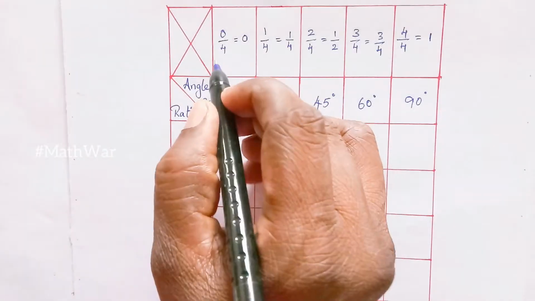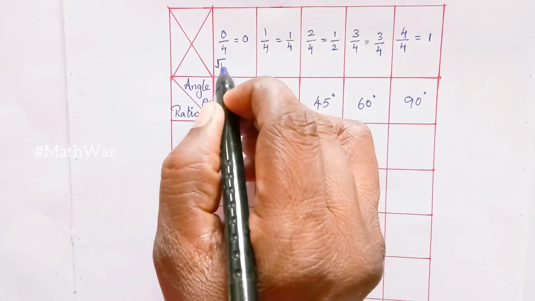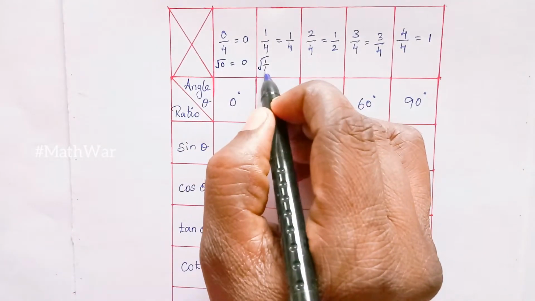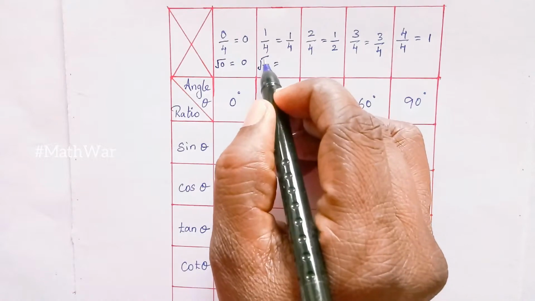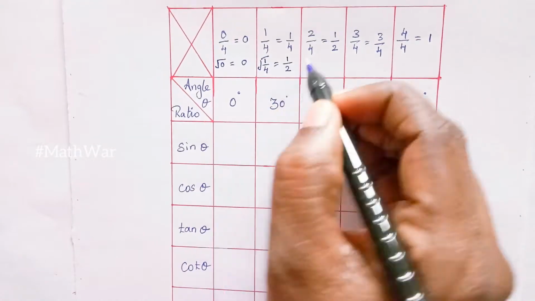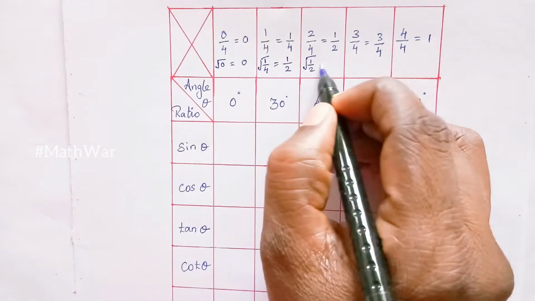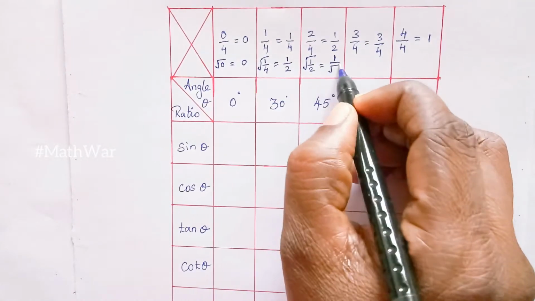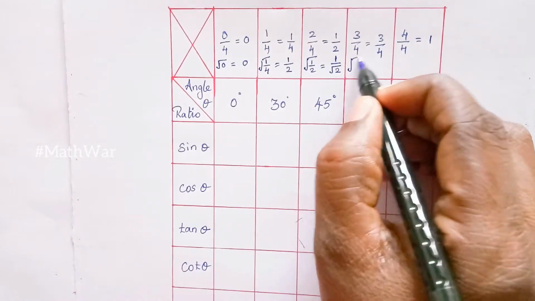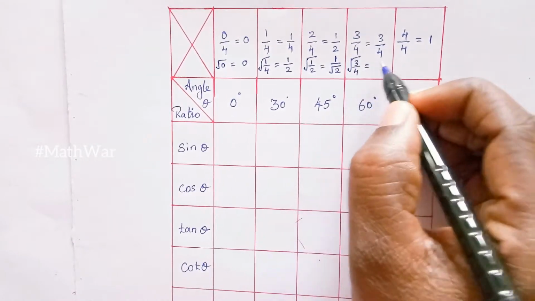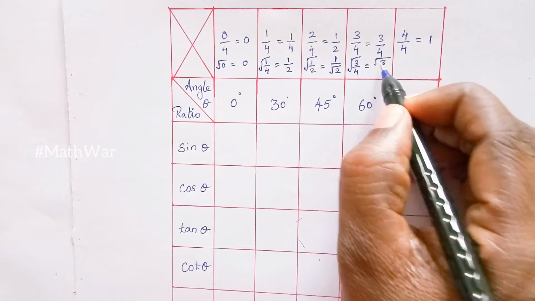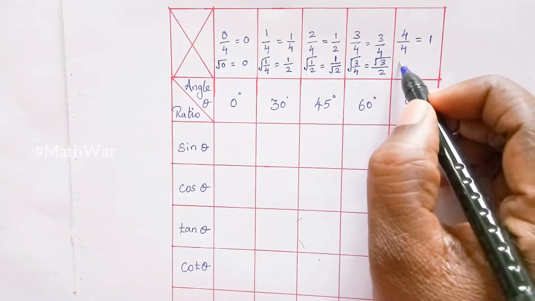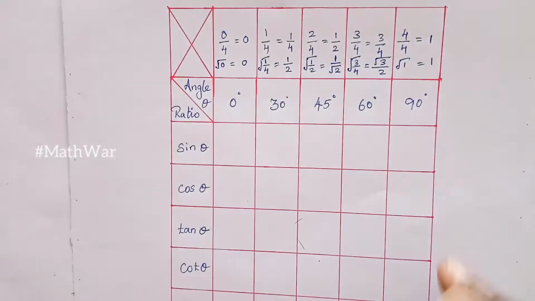Now we are supposed to take the square root of that value. Square root of 0 answer is 0. Now square root of 1 by 4, that is 1 by 2. Square root of 1 by 2 is square root of 1 by square root of 2, that is 1 by root 2. Now square root of 3 by 4 is square root of 3 divided by square root of 4, which is 2. So root 3 by 2, and square root of 1 is 1.